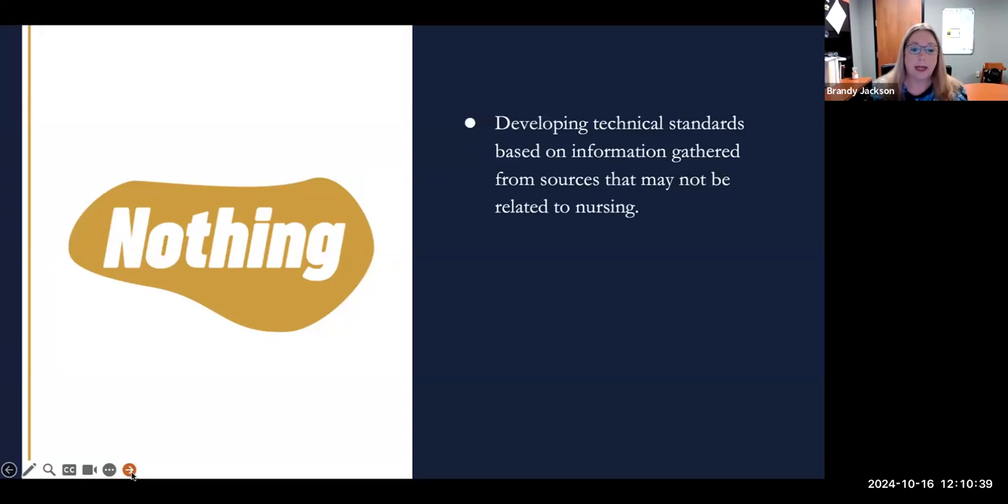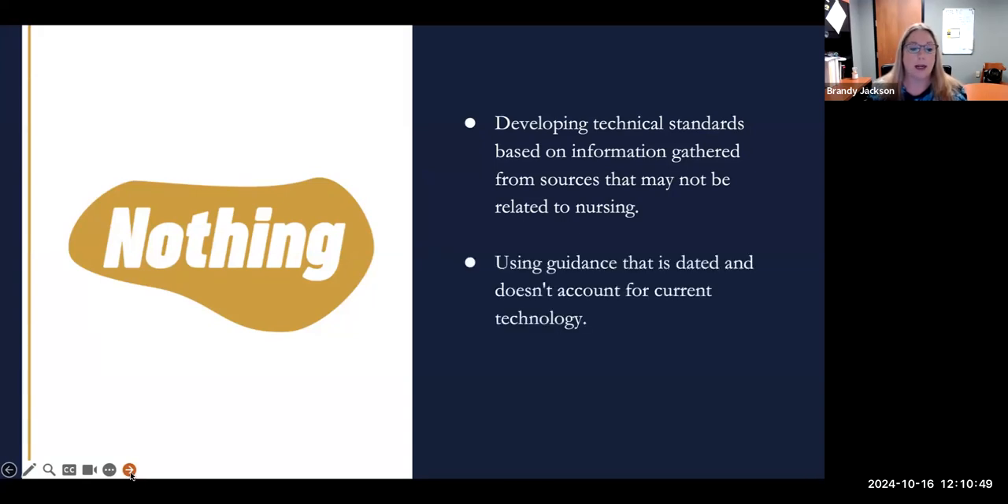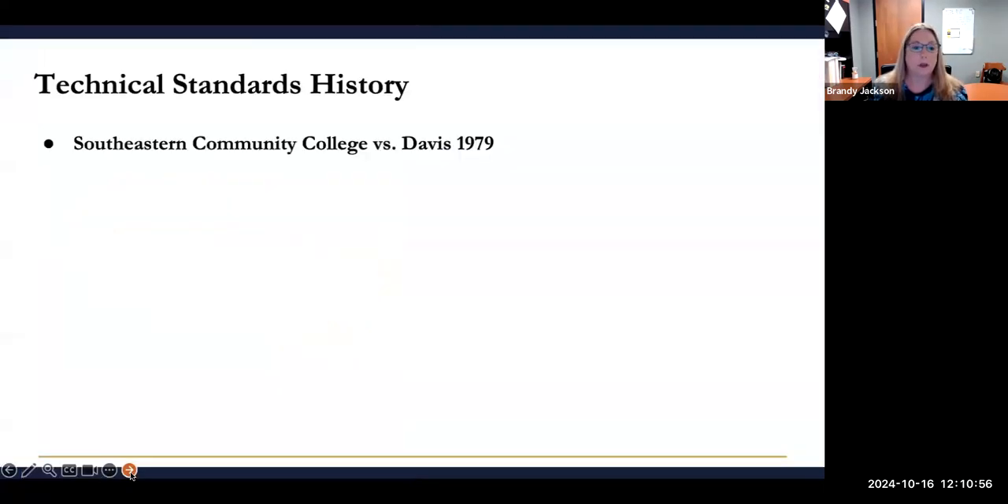This leaves schools taking an individual approach to developing technical standards based on information gathered from sources that may not be related specific to nursing, or using guidance that is dated and doesn't account for current technology. So how did technical standards even enter our nursing lexicon?